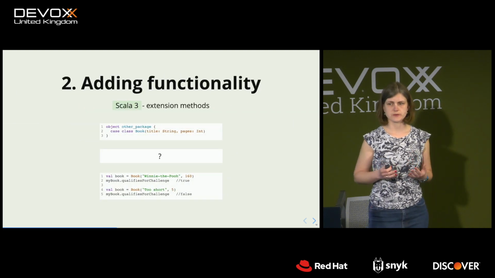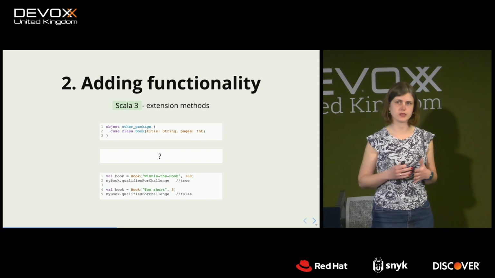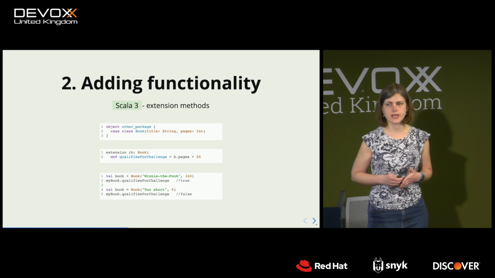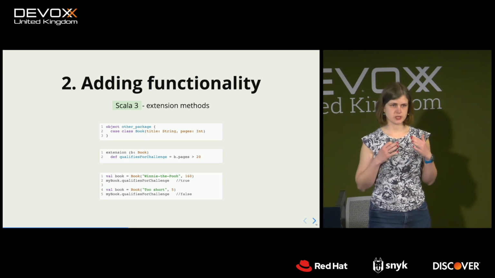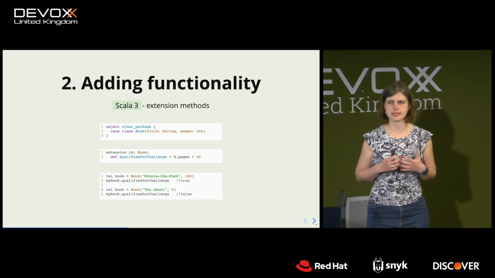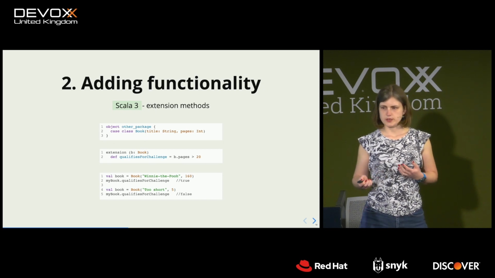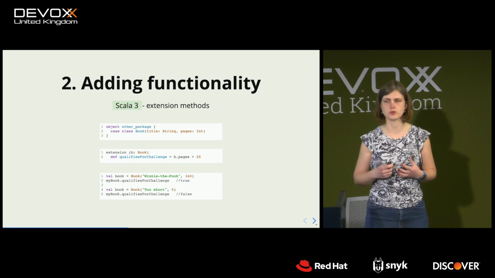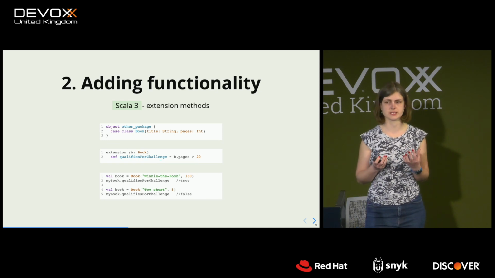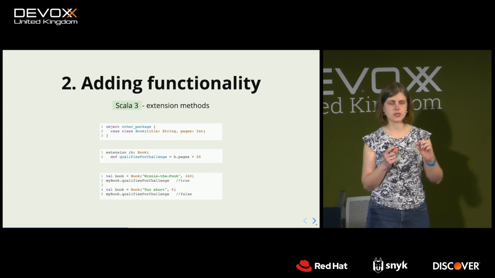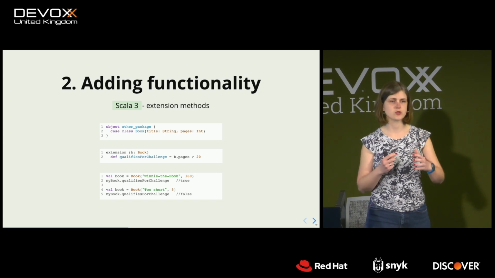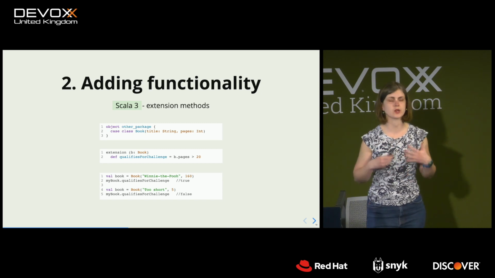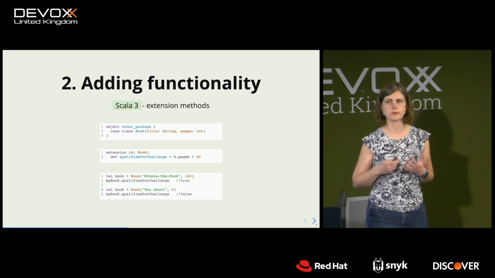What you are trying to achieve is the same thing. So you have the closed book type, and you want to add the qualifies for challenge method. But what you do is you have a brand new extension keyword. So that's a new keyword in Scala 3. Extension working on the book type, and again, you define the method that you want to add. So the great thing is, whenever you see this extension keyword, you instantly know what's happening here. You know that you are adding some functionality, some methods to a closed type. So that's, in my opinion, much clearer.